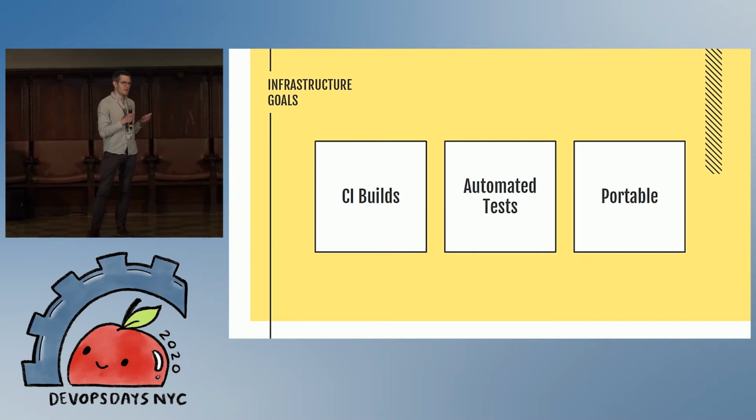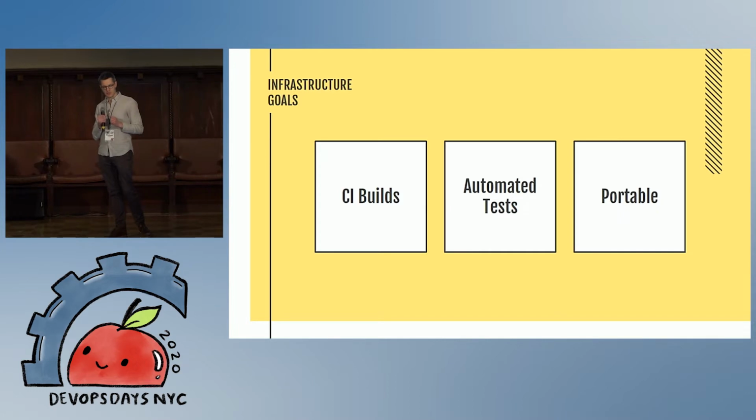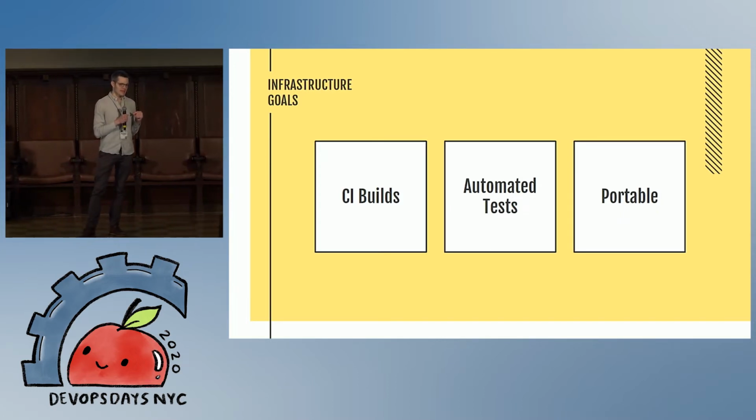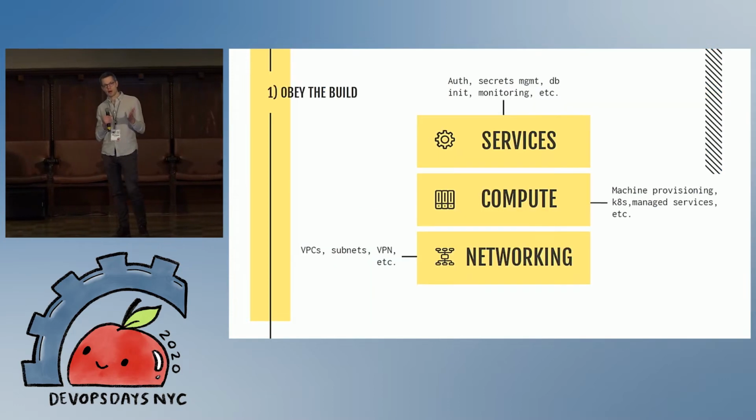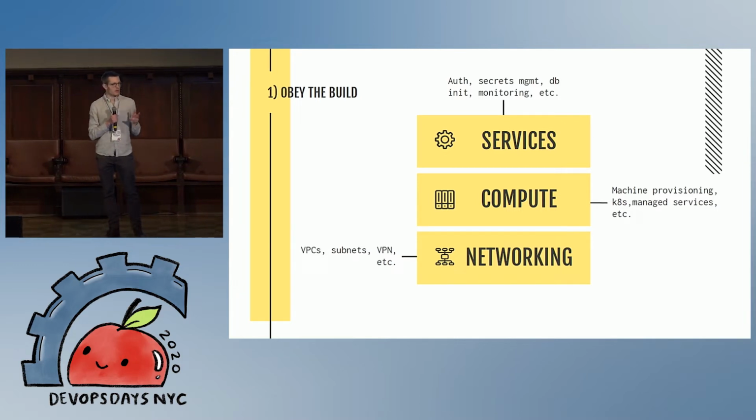And it's more complicated because you may have some of these particular requirements of your infrastructure code. You may want automated tests. You want it to build in CI. You want portable code as well. So the first suggestion is that you split modules based on your build. So obey the build, don't work against it.